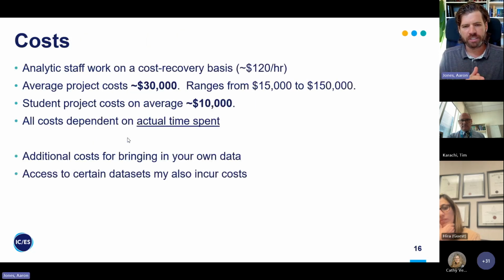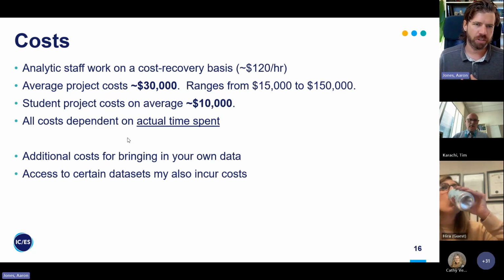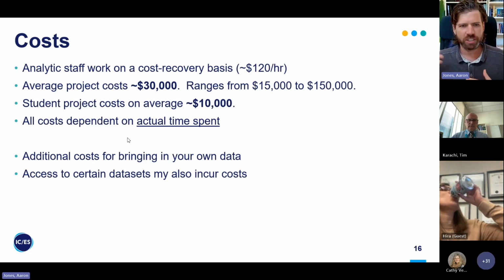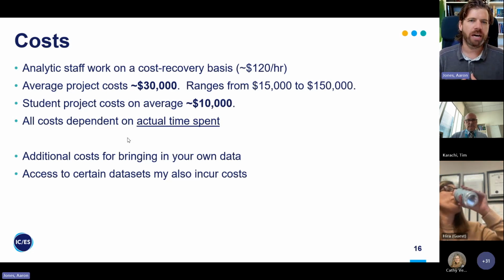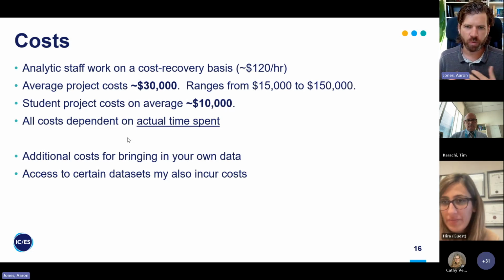So for the cost of accessing ICES data, again, we have the analytics staff doing the data management and analysis, and they work on a cost recovery basis. The current rate is around $120 an hour. So the average project, I say it costs $30,000, but it depends entirely upon your specific project. Some projects are simple, some projects are complicated, or end up daisy chaining several projects together. So again, this is something that initially we can work with you to try to figure out what a budget would look like. But the sort of median project cost is probably $30,000.